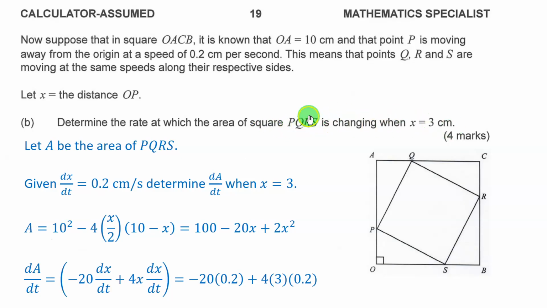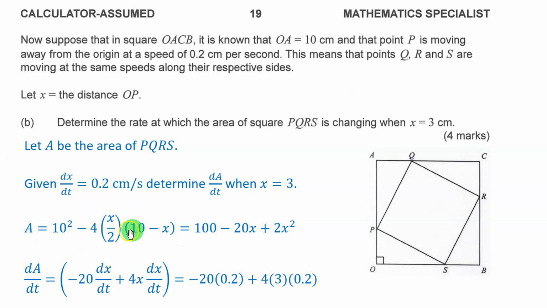Those of you who've done this before will spot here's a rate we're given, here's the rate that we are after, so it's a related rate problem. Let's go. So we'll say A is the area of PQRS, and given this rate dx/dt, because x was OP and P is moving away from the origin at 0.2, we have to determine dA/dt when x is equal to 3. So we need an expression for the area.